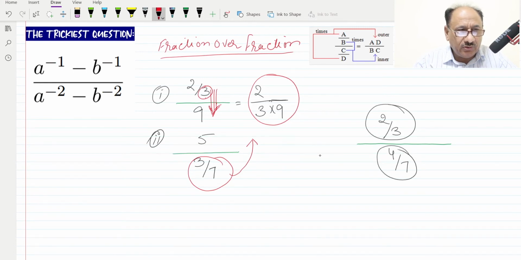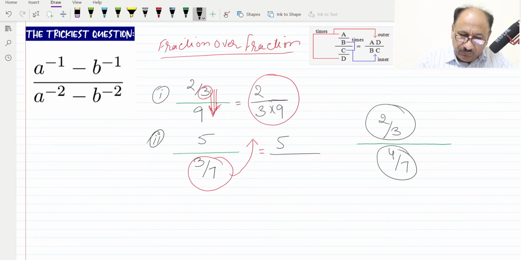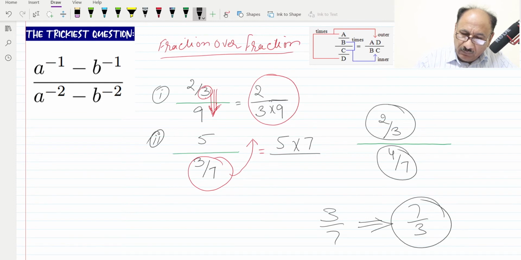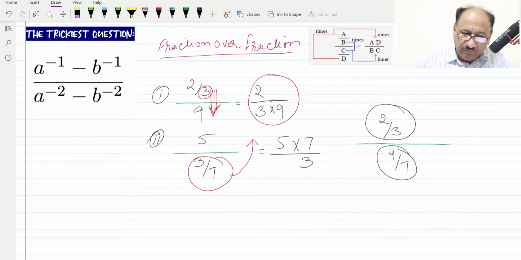For this you will be multiplying it. So what will be the new situation? 5 will be as it is, and the reciprocal of 3 by 7. The reciprocal of 3 by 7 is what? The reciprocal of 3 by 7 is 7 over 3. So we will switch to 7 over 3. 7 will come over here and 3 will be over here. This is how we deal with a fraction in the denominator. So the first one is a fraction in the numerator, the second one is a fraction in the denominator.